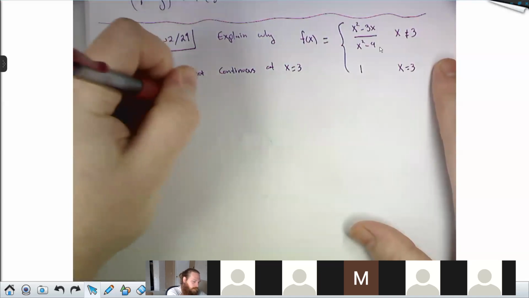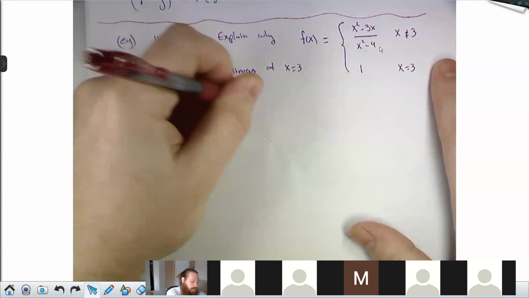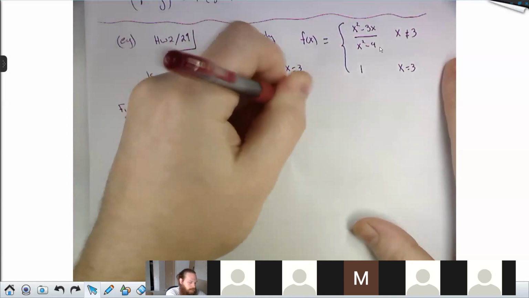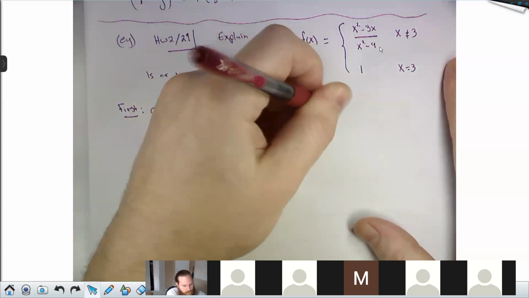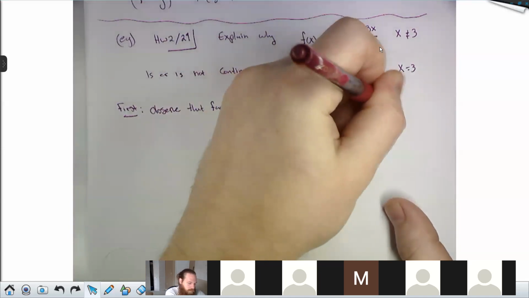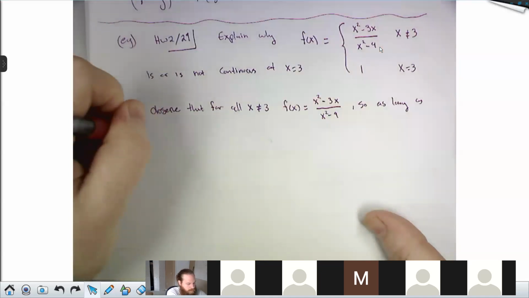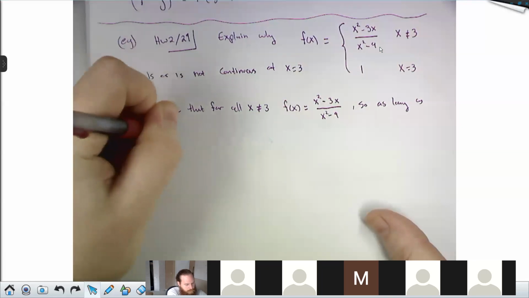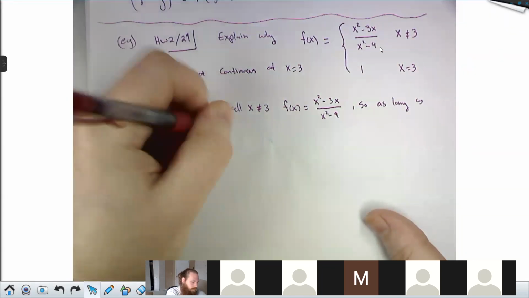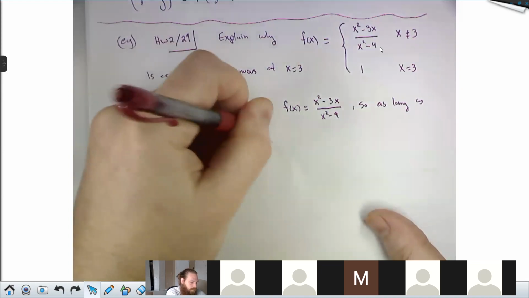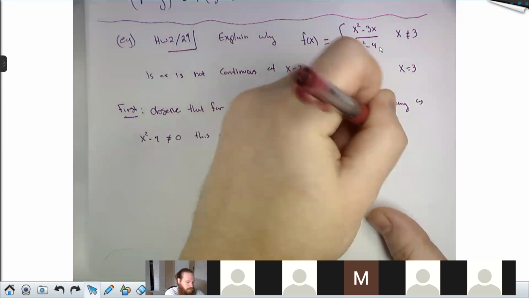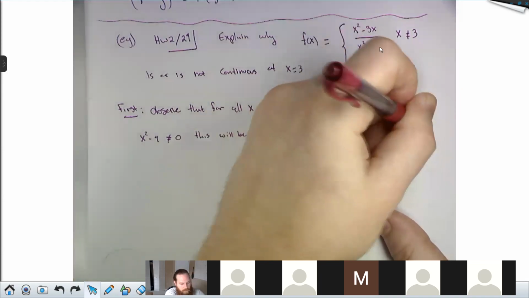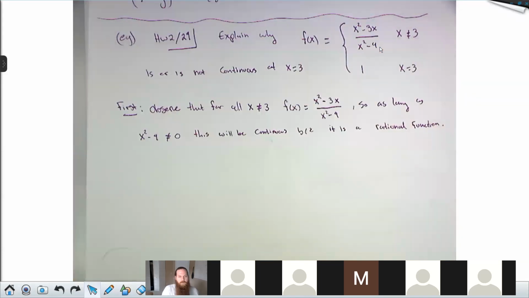observe that for all x not equal to 3, f of x is equal to this rational function, x squared minus 3x over x squared minus 9. So as long as x squared minus 9, the bottom, is not equal to 0, this will be continuous because it is a rational function. And that was our last theorem from the previous page.